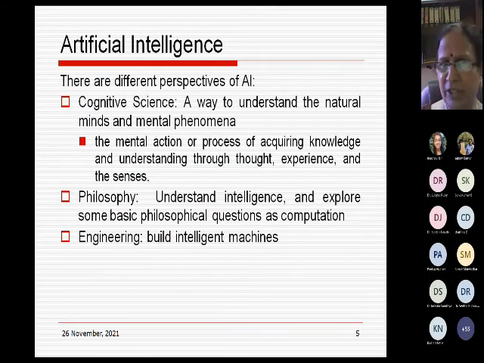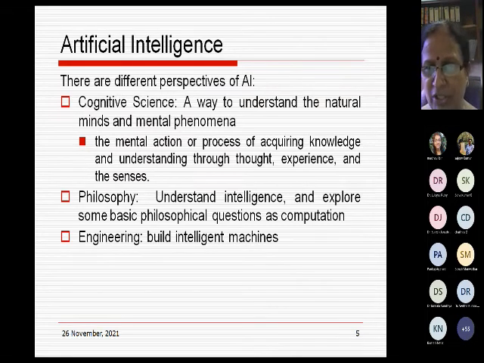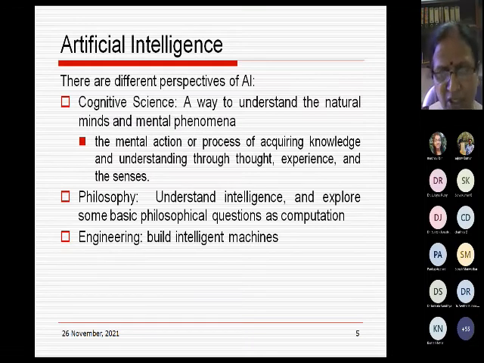So there are different perspectives of AI. There is cognitive science, a way to understand natural minds and mental phenomena, or the mental action or process of acquiring knowledge and understanding through thought, experience and the senses. These are the areas where you can apply AI. Philosophical questions you can answer using AI applications. Engineering: build intelligent machines. Science: you can use it in any field of science, not only drug discovery, whether it is chemistry, physics, aeronautical science, or any other area you take, you can apply artificial intelligence in that.